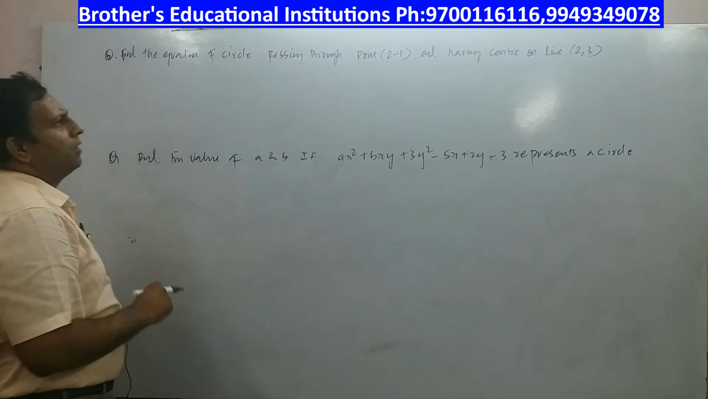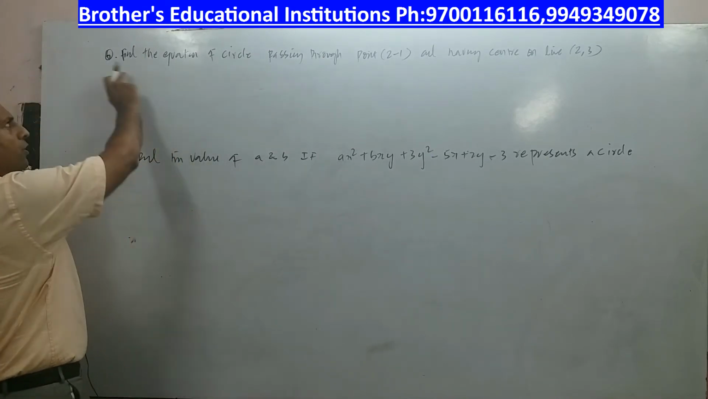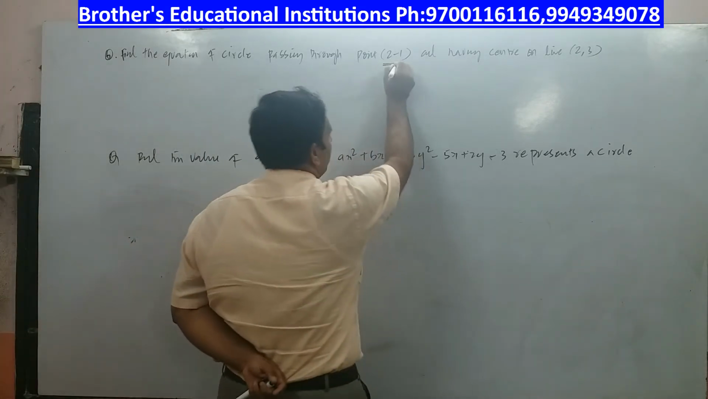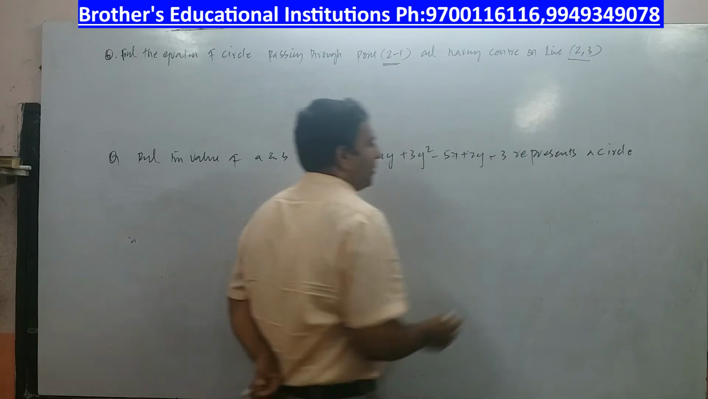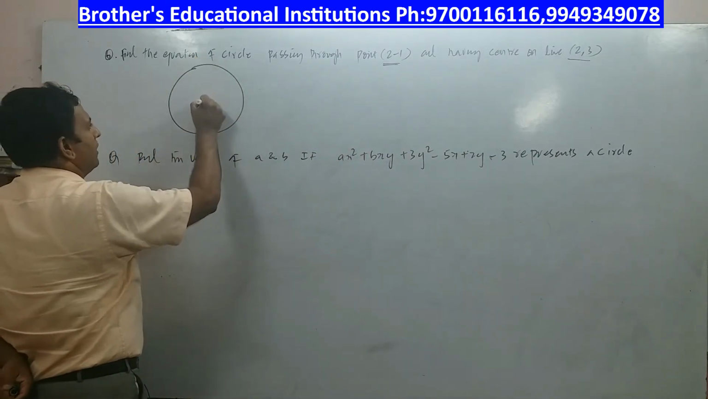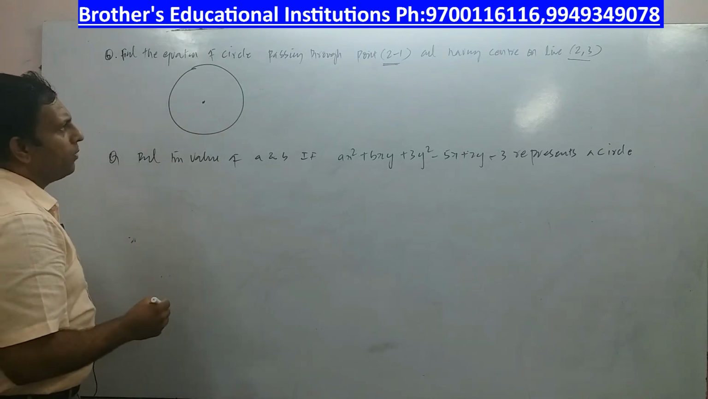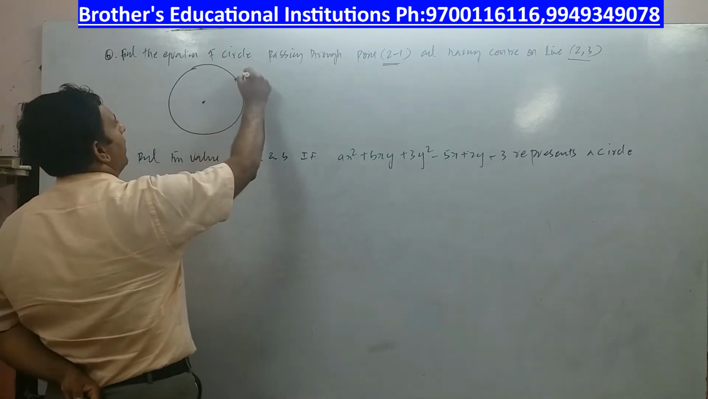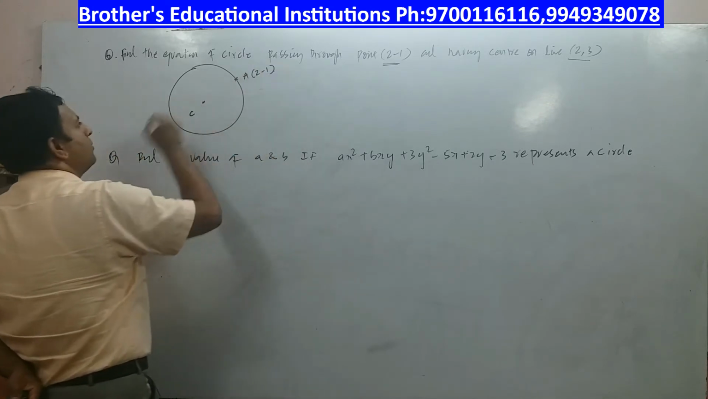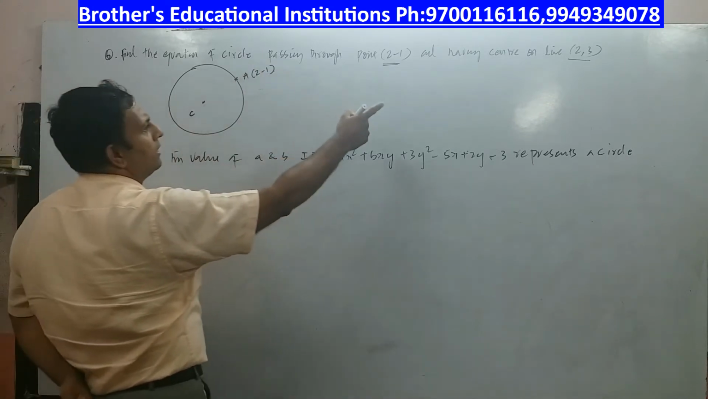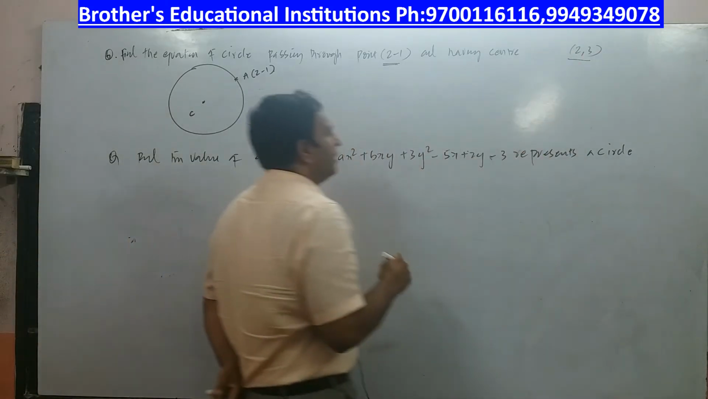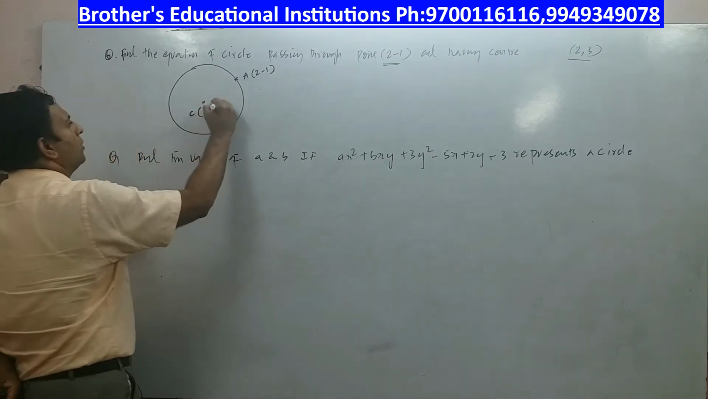Yes children. Now again one more question in front of you. I read the question for you. Find the equation of circle passing through point (2, minus 1) and having center on the line (2, 3). So you have to find the equation of this circle which is passing through what point? (2, minus 1). Let me call this point as A. Let me call this point as C, center. Having center, not on the line, having center (2, 3). The center is what? (2, 3).